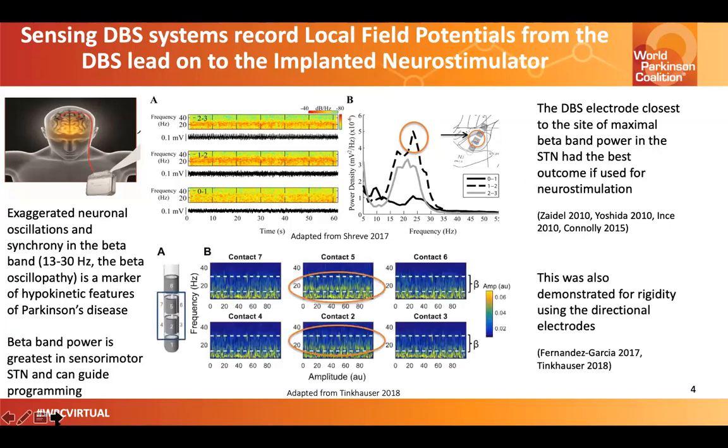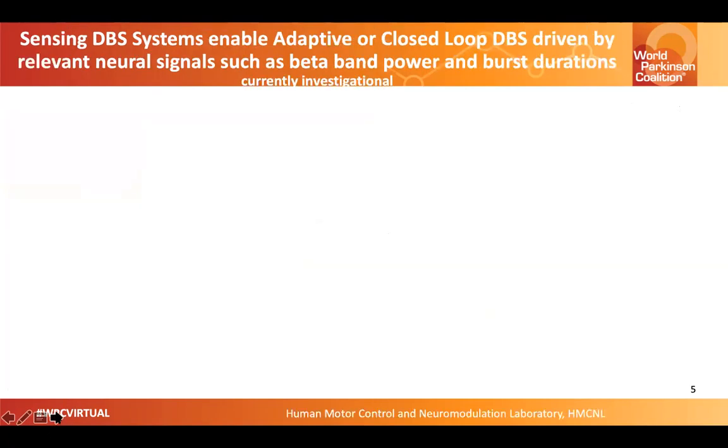This has also been shown in the case of the directional lead, where recording local field potentials across these directional contacts showed that if the contacts that had the greatest beta band power, in this case 2 and 5, were used for active stimulation, this led to additional improvement in rigidity.